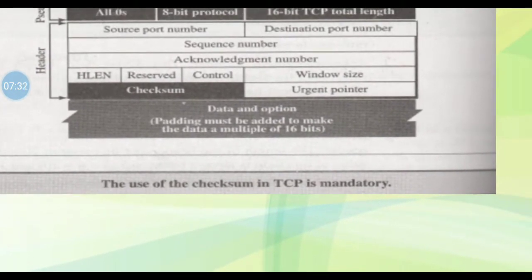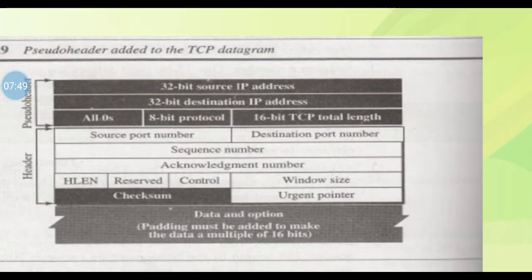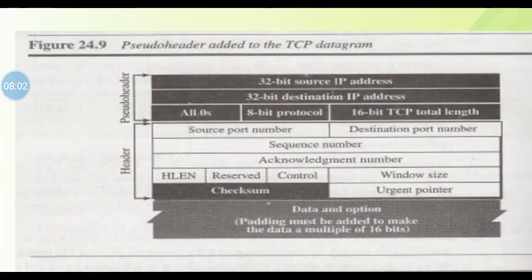Data and option padding must be added to make the data a multiple of 16 bits. The use of the checksum in TCP is mandatory. And you can see that for the TCP pseudo header, the value of the protocol field is 6.